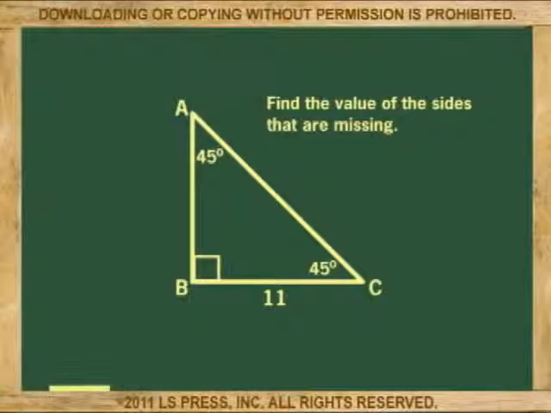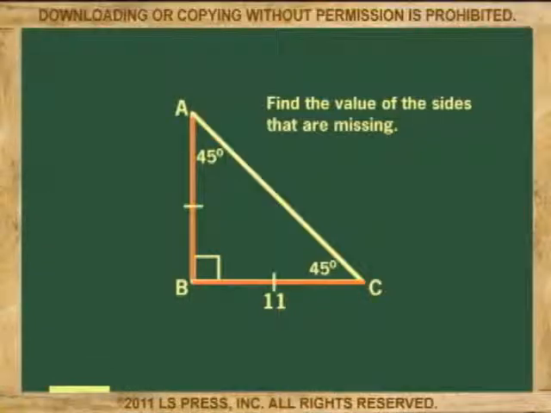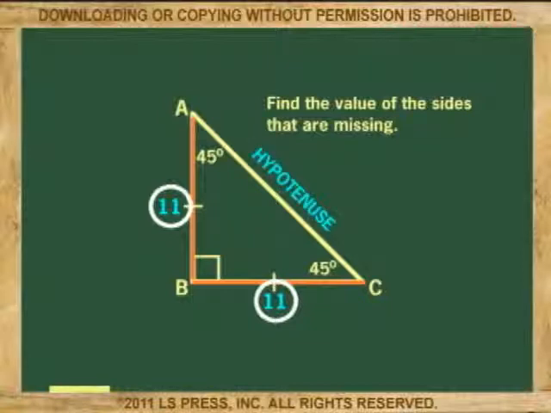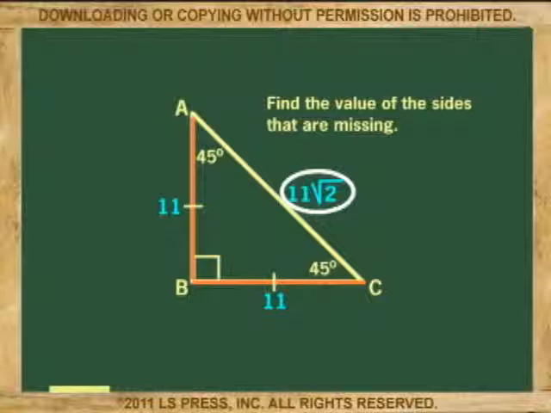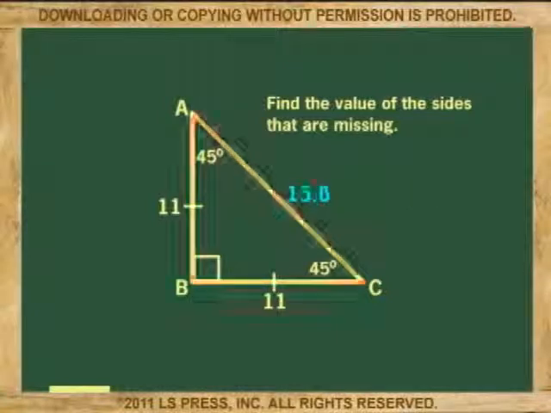Find the value of the sides that are missing. The sides that are missing in this 45-45-90 triangle are the hypotenuse and one leg. Because it is an isosceles right triangle, leg AB is equal to leg BC. So if BC is 11, then AB is also 11. And the hypotenuse is 11 times the square root of 2. Using 1.414 for the square root of 2, 11 times 1.414 is 15.6. The hypotenuse AC is 15.6.